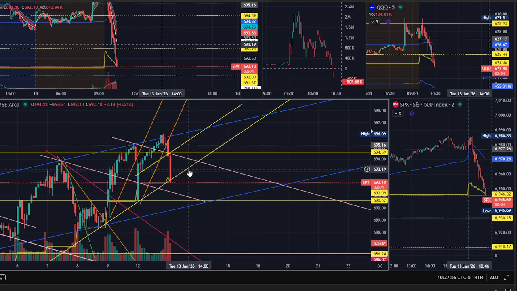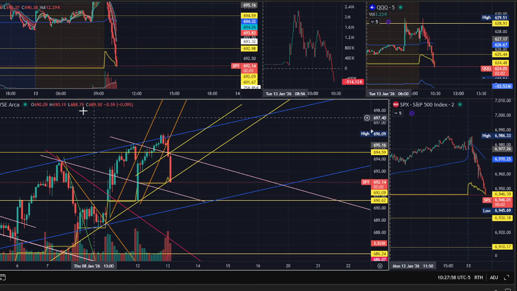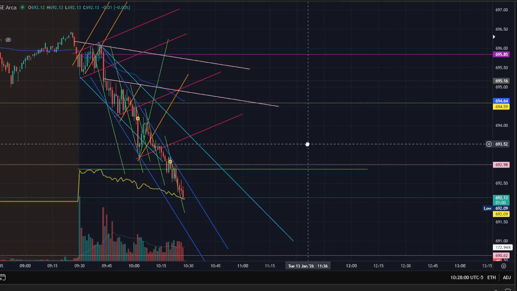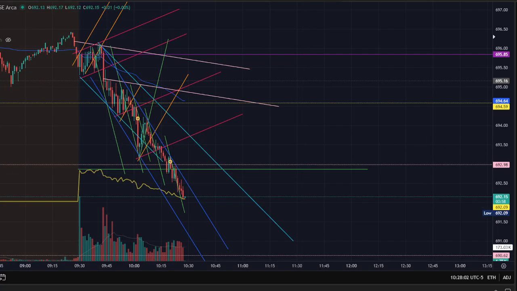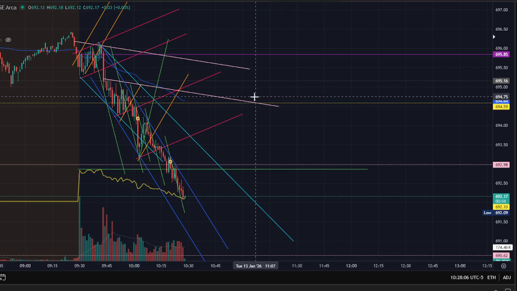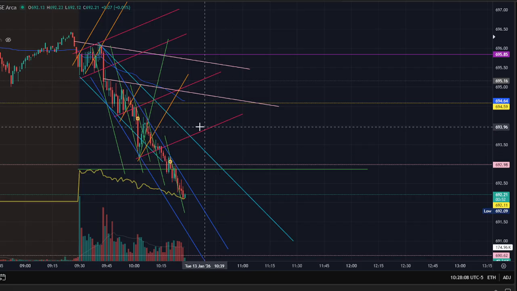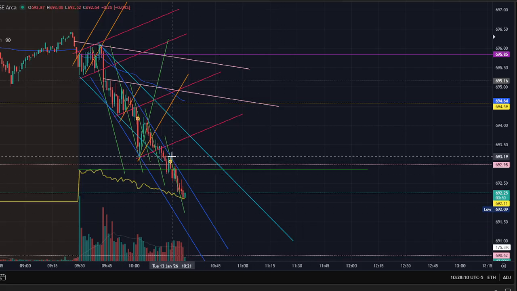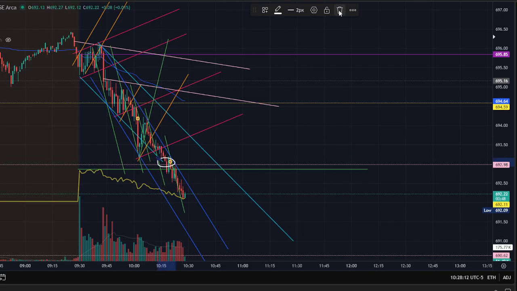Where did we first want to see the breakdown happen? 694.59 for the head and shoulder. Where's my first entry at? Once 694.59 becomes resistance, right? I wanted to see that happen. Saw that happen. Where does my next entry come at? When this 5-day MA print gets retested.